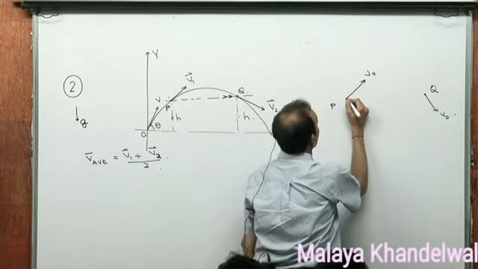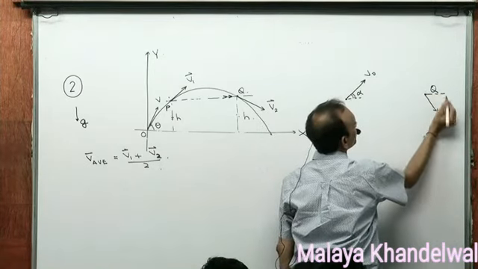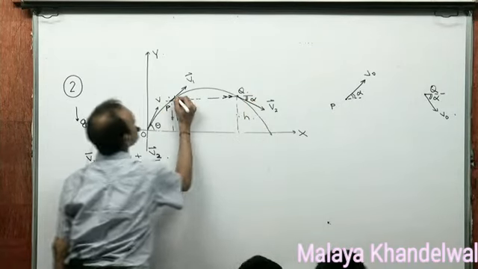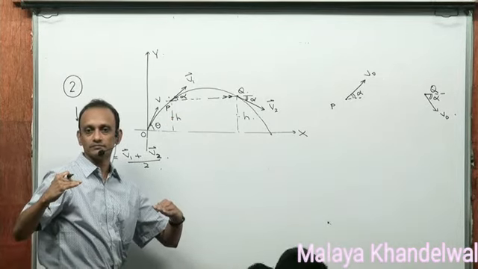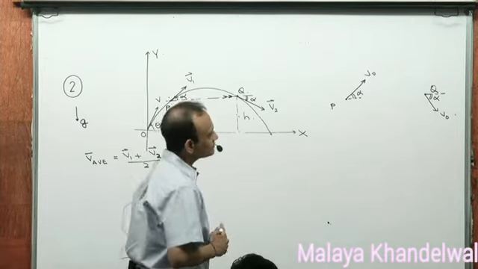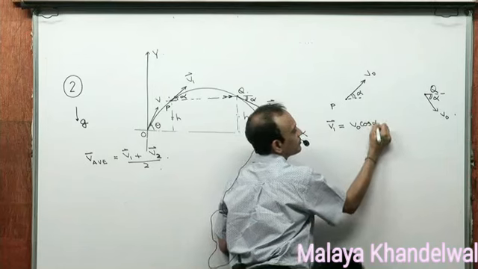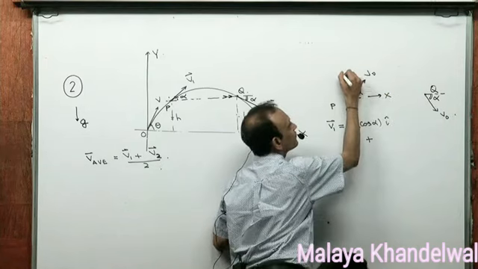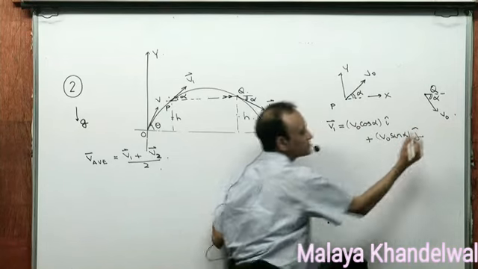And the angles that this V0 makes with the horizontal must be the same from symmetry. If this angle is alpha, this must also be alpha from symmetry considerations for points at the same level. All this is not required though. So the initial velocity vector is what? V0 cos alpha i cap plus V0 sin alpha j cap. This is my x direction and this is my y direction. That's the initial velocity vector.